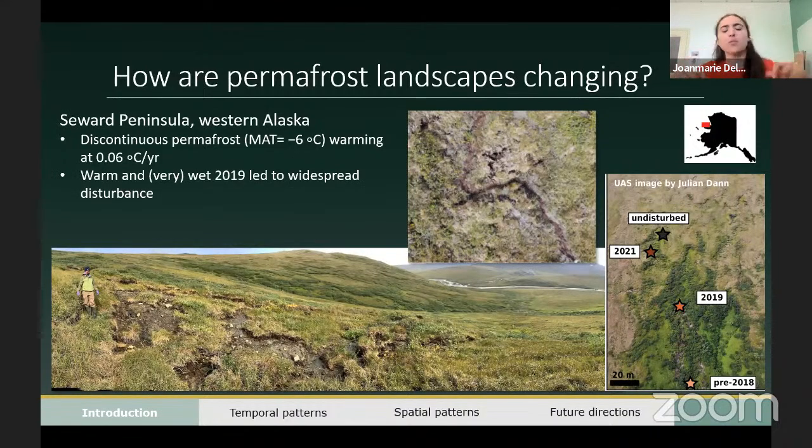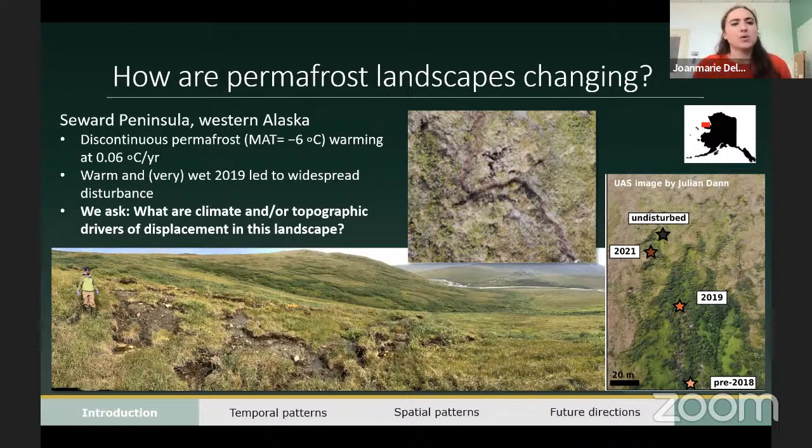We've had a couple of warm and very wet seasons, and in particular, when I visited in 2019, it was particularly wet. We visited just after a huge rainstorm that happened at the beginning of the month, and we saw all of this disturbance on the landscape. Some of the pictures that you're seeing on the screen here. And so we went out all across this landscape. We made our field observations, and we came back to process what we'd seen.